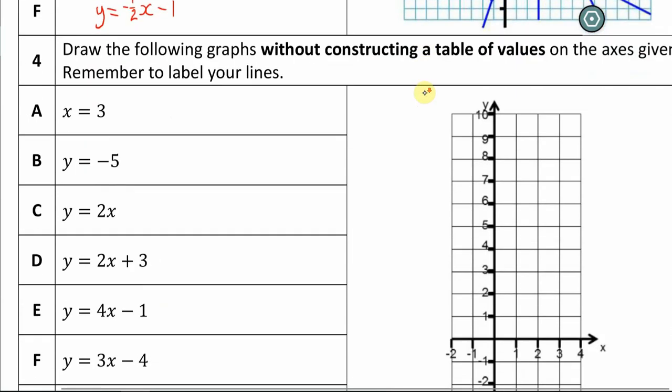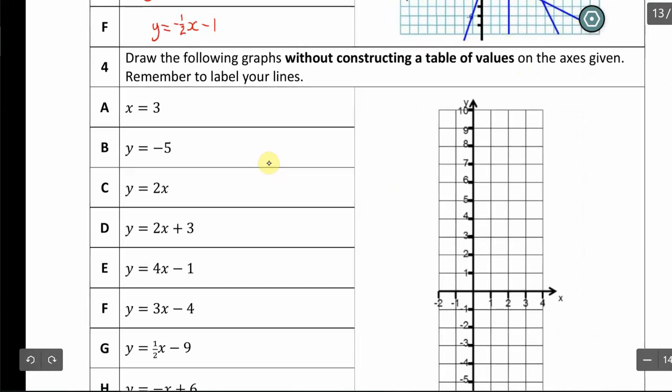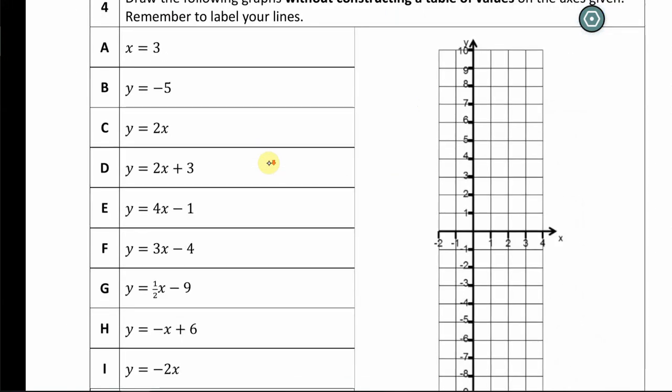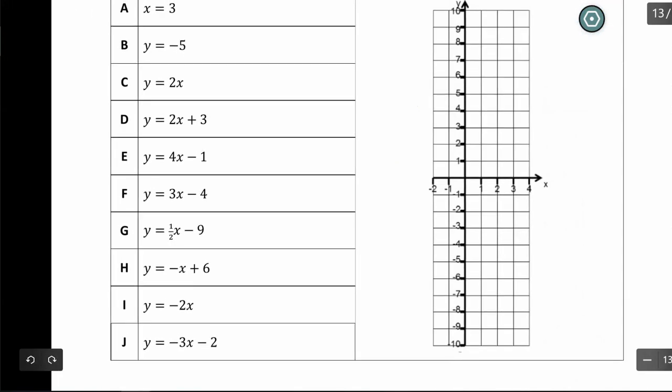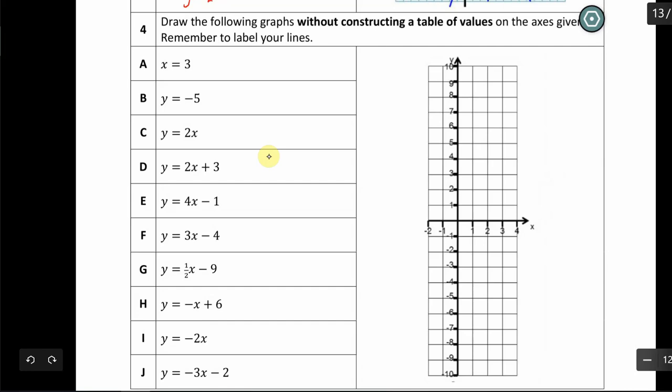On number 4, we've got to draw the lines. So without constructing a table of values, that's the key thing. We've practiced that skill on the page before. We could do that for these ones, but we're going to use slope-intercept form. It's quicker if we can master it. Just zoom out a bit so you can see the whole thing. A bit more. There we go.